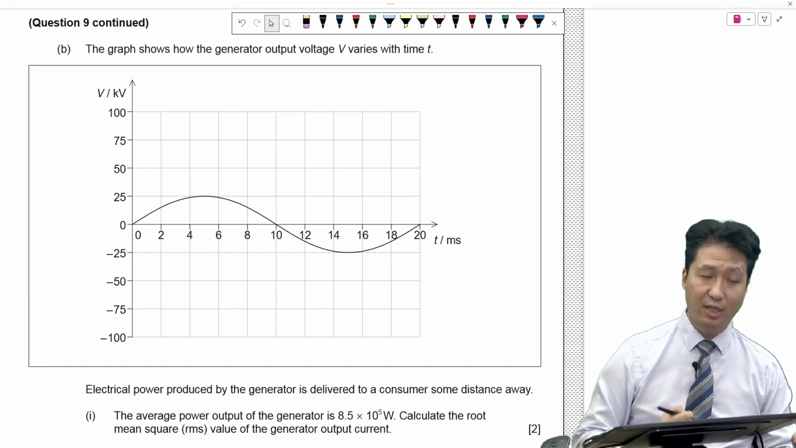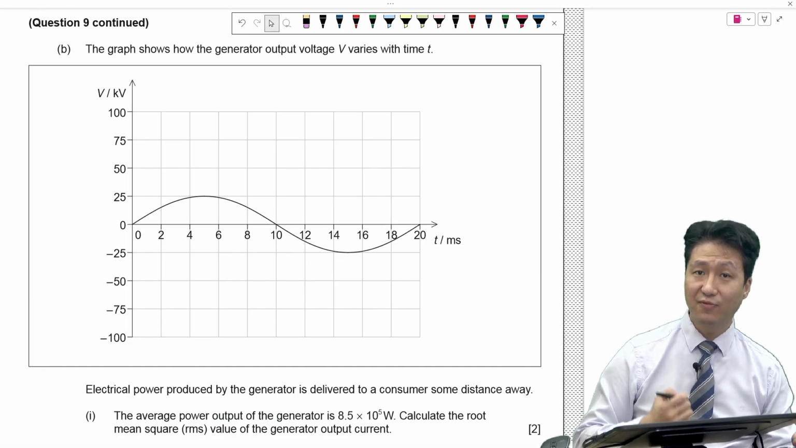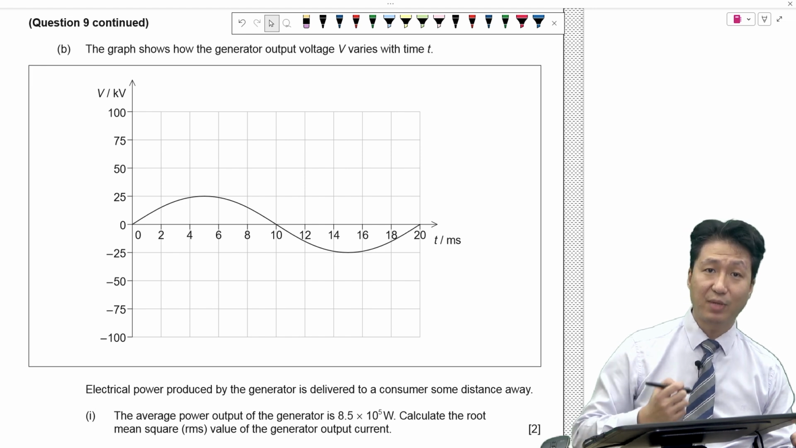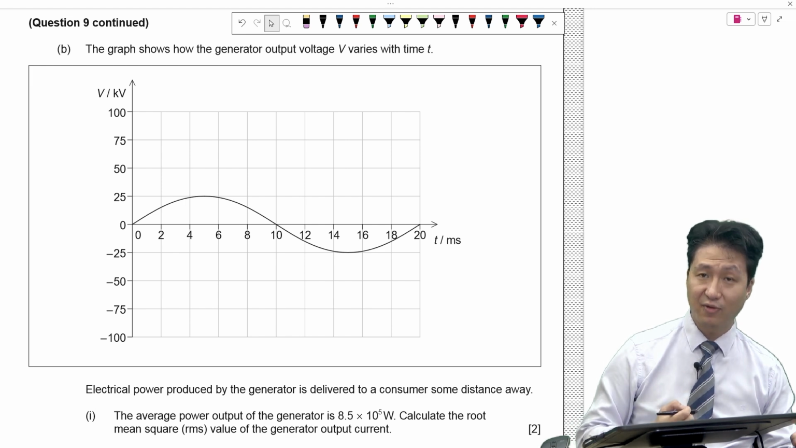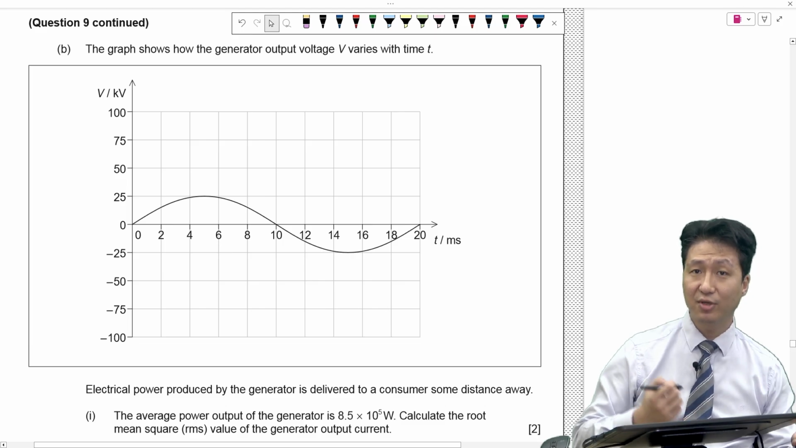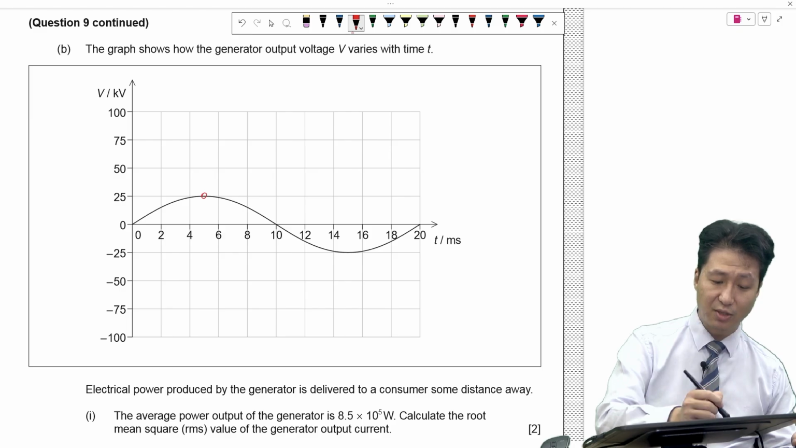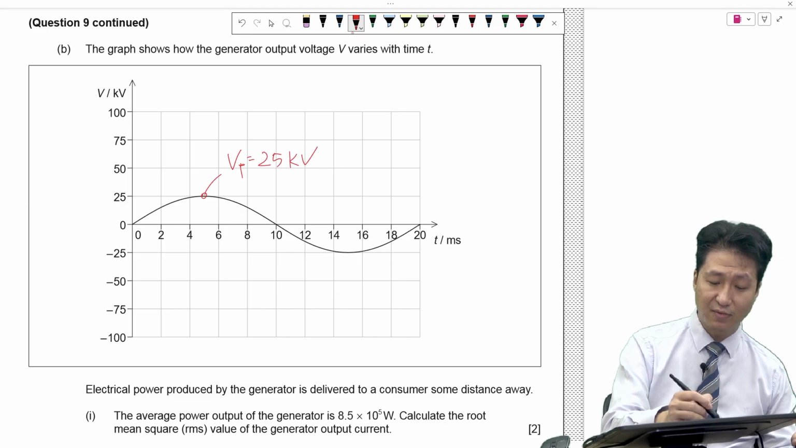In part B of question 9, the graph shows how the generator output voltage V varies with time t. The electrical power produced by the generator is delivered to a consumer some distance away. The average power output of the generator is 8.5 times 10 to the 5 watts. Calculate the root mean square value of the generator output current. So the first thing we're going to do is take the graph and use it to find the peak voltage as 25 kilovolts.